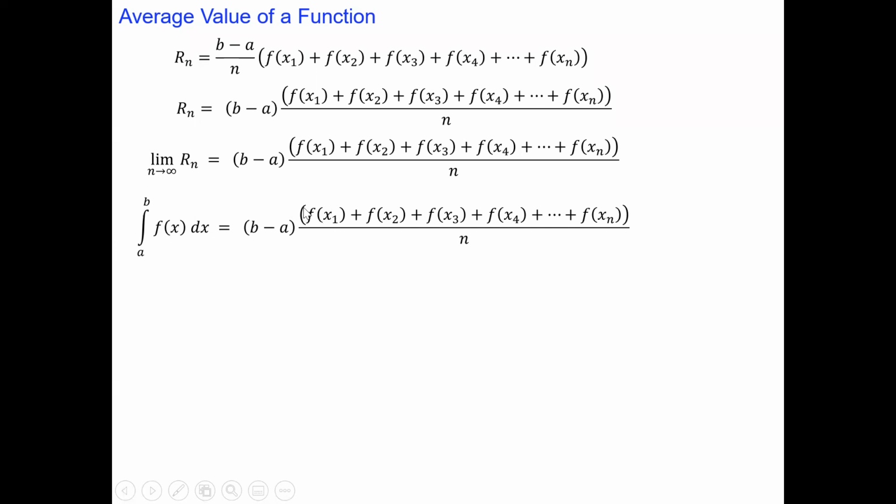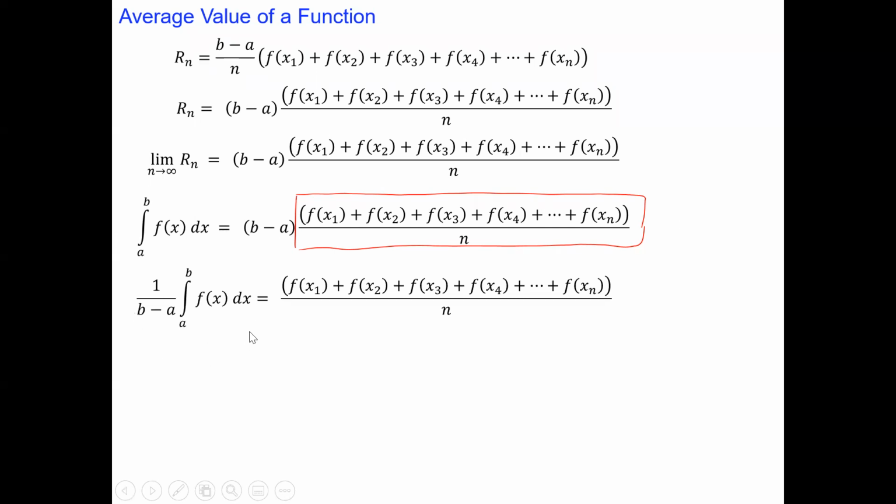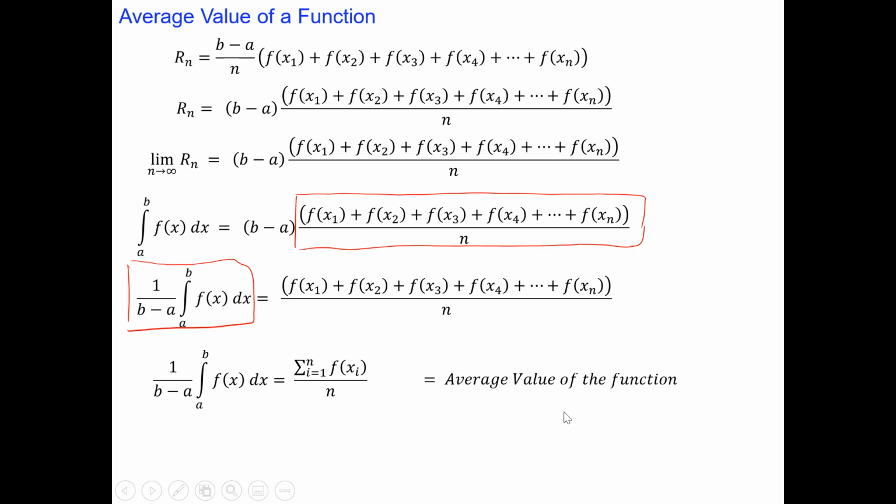And now again, we have to solve this equation for this, because this is the average value of the function. We will just divide both sides by b minus a, the length of the interval. And that's the definition of the average value of the function. We will just integrate the function and divide by b minus a, which is the length between a and b. And I have one more notation with the sigma, but this is the average value of the function: the integral divided by b minus a. We know where this comes from.